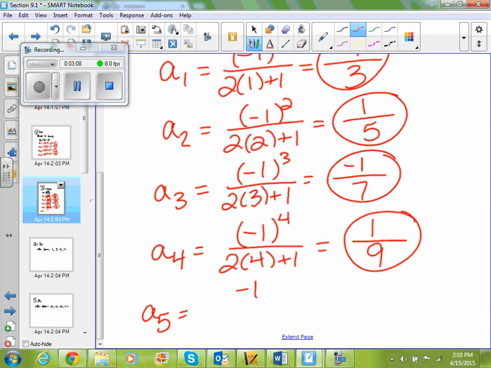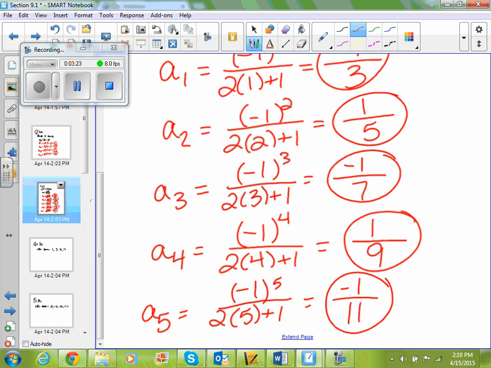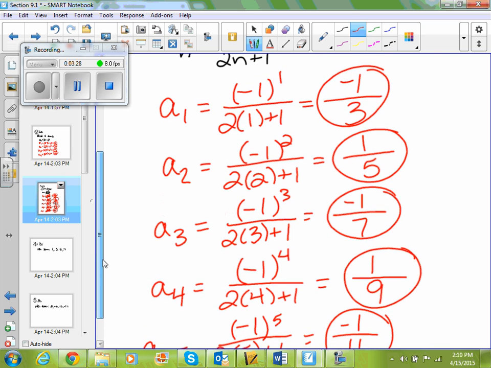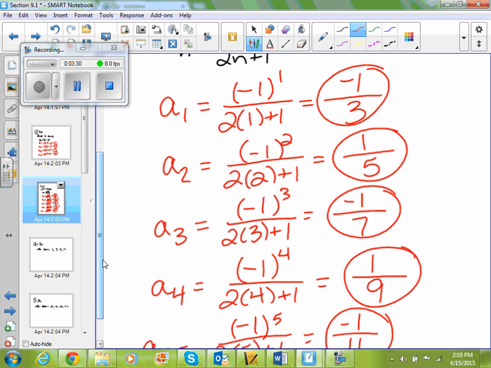And then lastly, if I go to find my fifth term, negative 1 to the fifth power divided by 2 times 5 plus 1. Negative 1 to the fifth power is negative 1. 2 times 5 is 10. 10 plus 1 is 11. So negative 1/11. This is called an alternating series because my answers alternate between being negative and being positive. So if they alternate between being negative and positive, then it's called an alternating series.